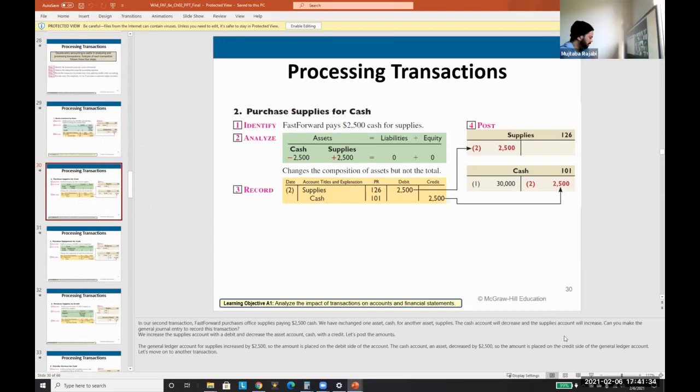So I have a question. Yep. You said when you bought the laptops, you credited cash, which means that you reduced cash. Yep. But isn't it counterintuitive that you're crediting something, but you're reducing it?